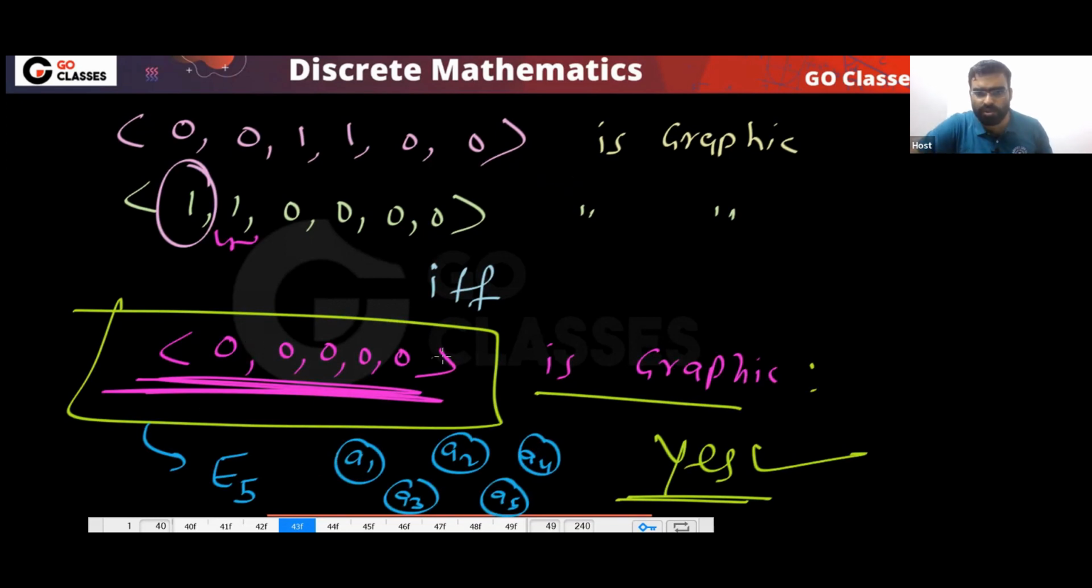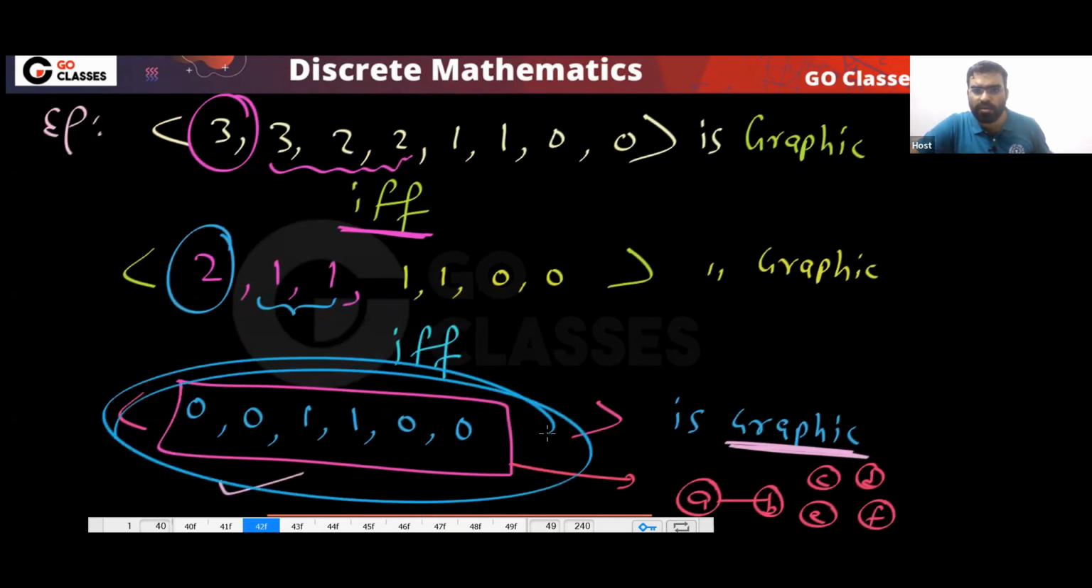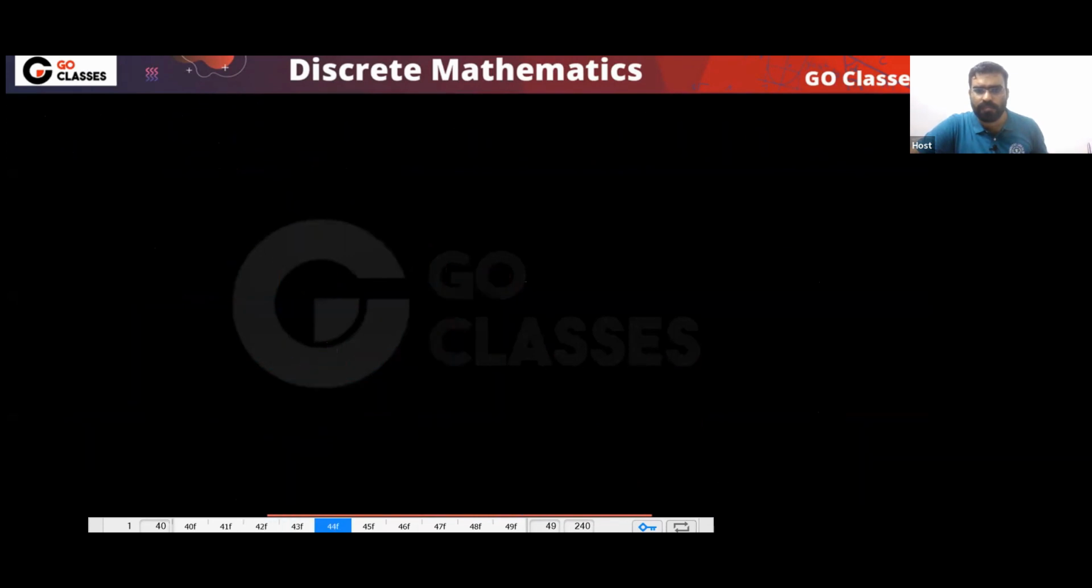So you can stop here when you get all zeros, or you can stop here. First, let me know, did you understand this?